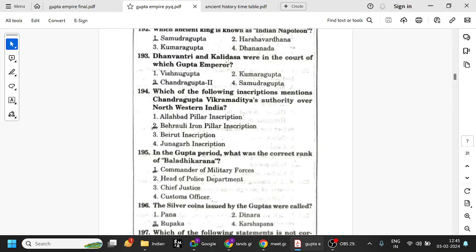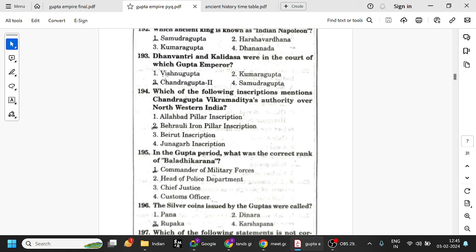So Dhanvantri and Kalidasa, etc. Dhanvantri is the medicine god, doctor of gods, god of medicine, all those things. And Kalidasa was a famous poet. He wrote Abhijnana Sakuntalam, Kumarasambhavam, Raghuvamsha, and one more thing is there. There is something we'll see. Okay, and Kumaragupta, Samudragupta, all these things.